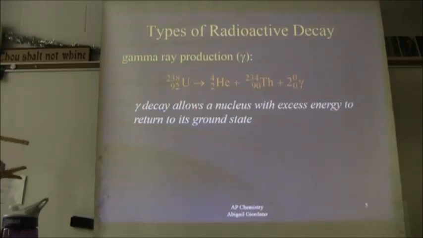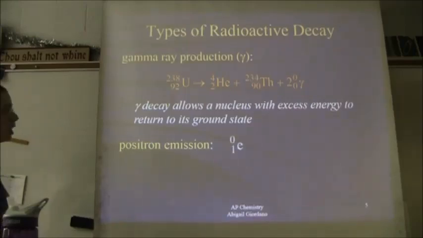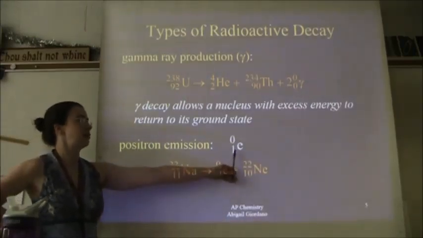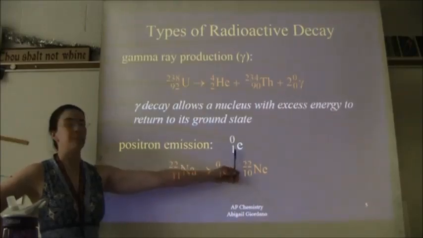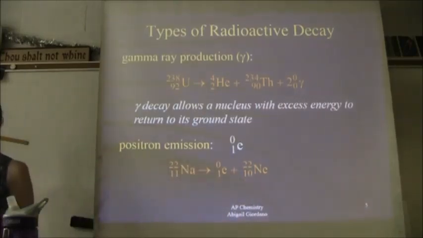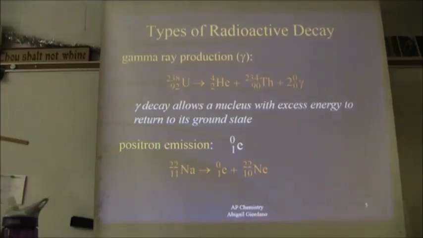You may have learned these other 2. I don't know. Here's another one. Positron emission. Now, what the heck is a positron? Well, a positron is a positively charged electron. Please don't ask me how that exists. I don't know, is the answer.